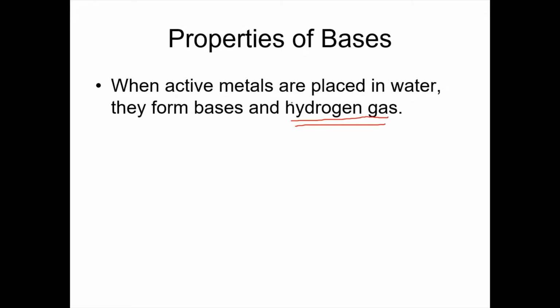So these active metals like potassium and sodium and cesium and all the group 1 metals, they do this. Lithium also does this. And they form a hydroxide. So if you put in potassium, you get potassium hydroxide out of it. You do sodium, you get sodium hydroxide and hydrogen gas. Okay.